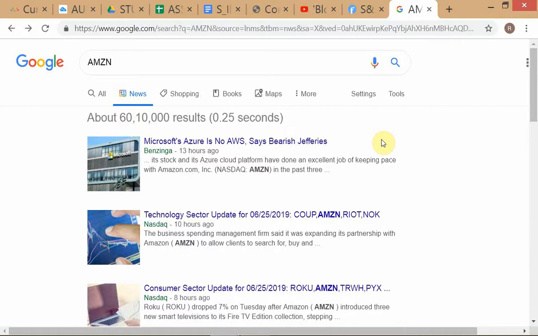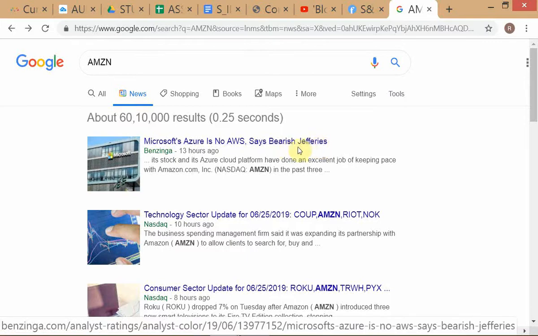And so now you can see here, Jefferies is an investment bank. Bearish Jefferies means that they feel that the prospects for Microsoft's Azure Cloud, which is the competitor to AWS, are weak. Microsoft also has a cloud business. There's this whole shift going on in the industry, in the global economy, towards cloud-based services, web-based services. There's a massive shift happening.